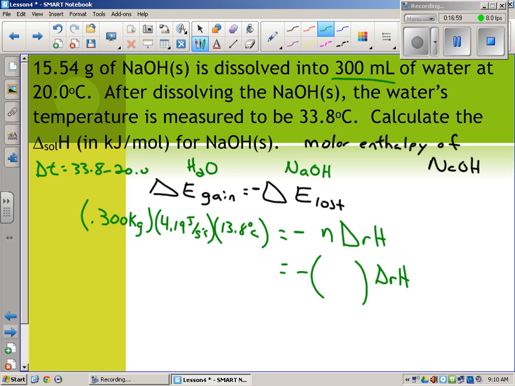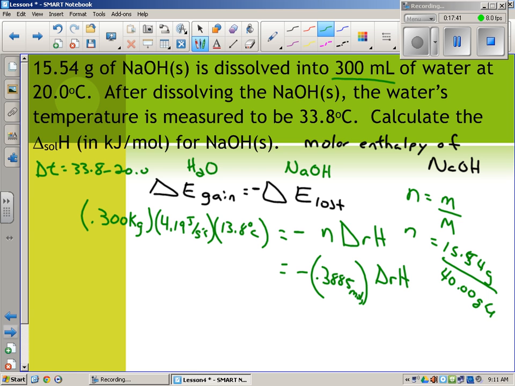Well, hey, how do you find n? Mass over the molar mass. What is it? 15.54 grams over the molar mass of sodium hydroxide. Periodic table, 1 sodium, 1 oxygen, 1 hydrogen. That's 40 grams per mole. And when I divide those two, 15.54 divided by 40, I get 0.3885 moles. Yes?